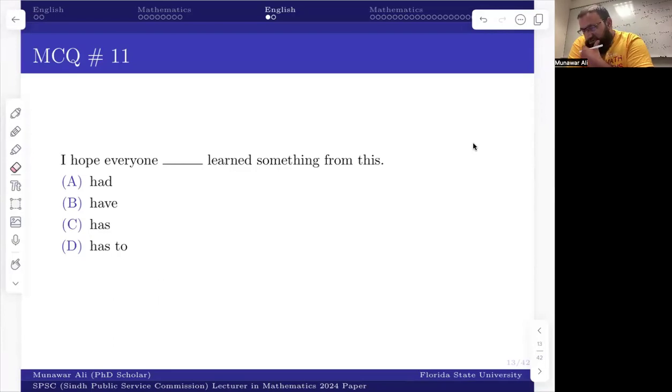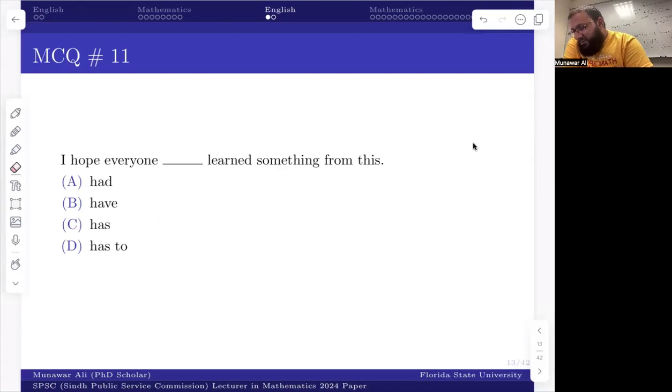So this question 11 is related to English, and as promised earlier, I will do all the questions, whether they are related to English or mathematics. So this is a simple helping-verb question. It says, "I hope everyone dash learns something from this." What I will use for this is the process of elimination.